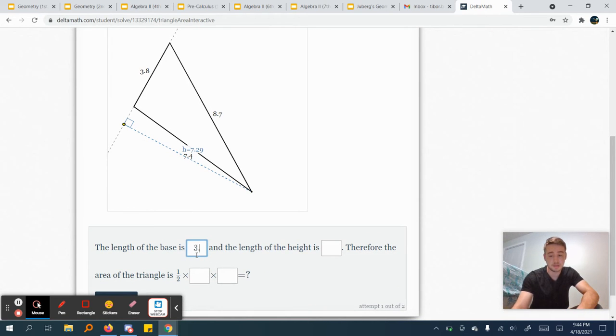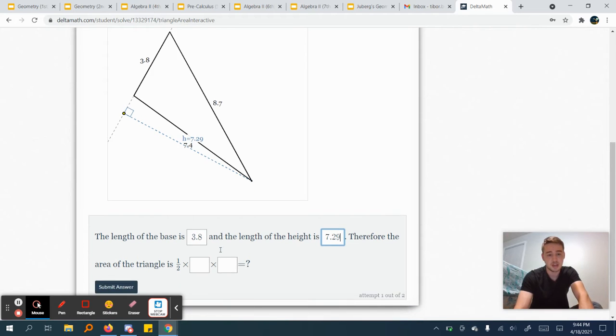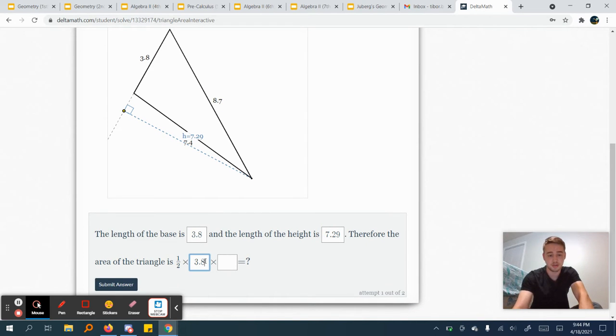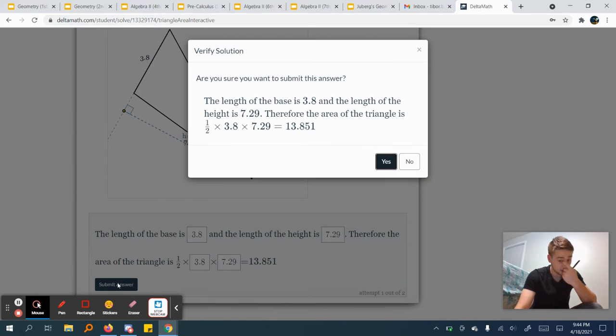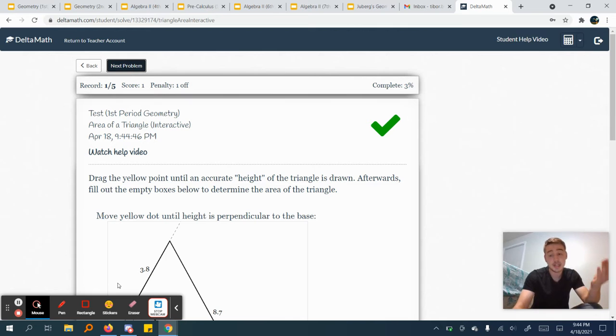is going to be 3.8, even though the yellow dot goes up to here, and the length of the height is going to be 7.29. Because the 7.4 is this side of the triangle. Be careful that we look at the blue number, which is 7.29. The area is half of 3.8 times 7.29, because 1/2 base height is the triangle. So we are going to go ahead and plug that in, and it's correct.